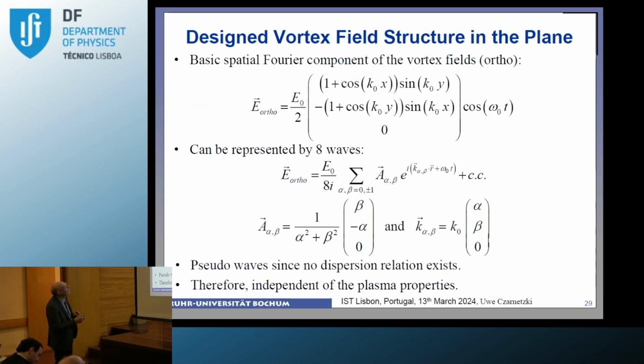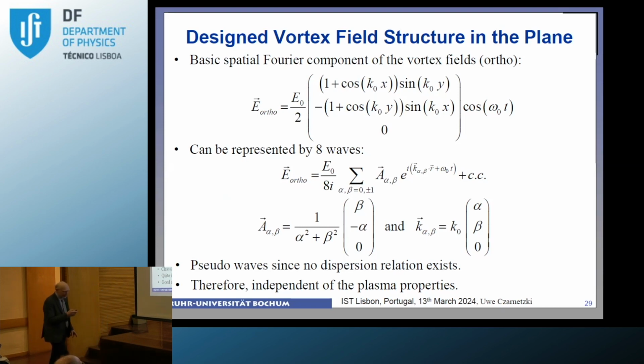You can also see them if we take the basic spatial Fourier component of these vortex fields, which look like this. But they can be re-expressed just as the sum of 8 waves. I call them pseudo waves because there's no dispersion relation. So we have this wave structure, but there's no dispersion relation. That's an essential point, because if we had a dispersion relation, we would again depend on what the plasma is doing. But because there is no dispersion relation, we are the master, and we define what's going on here.